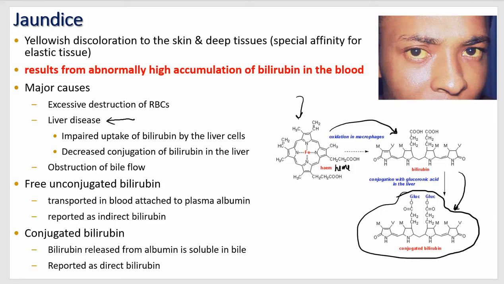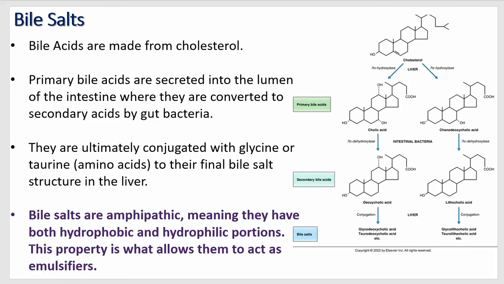Okay. All right. So free unconjugated bilirubin is actually attached to the plasma albumin. So in a lab result, it would be reported as indirect bilirubin. And conjugated bilirubin is reported as direct bilirubin, and that's, of course, the conjugated form here. So the free form, stuck to albumin, just regular bilirubin, and then conjugated bilirubin is soluble and excreted, or in some cases reabsorbed.